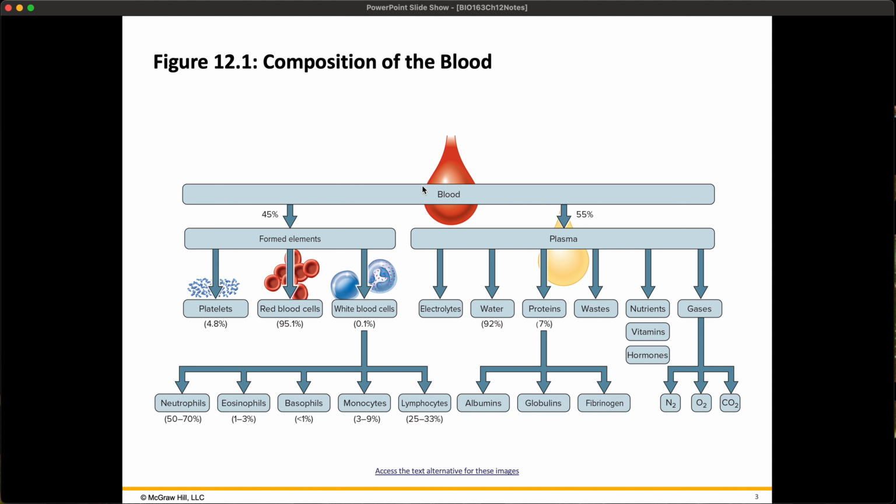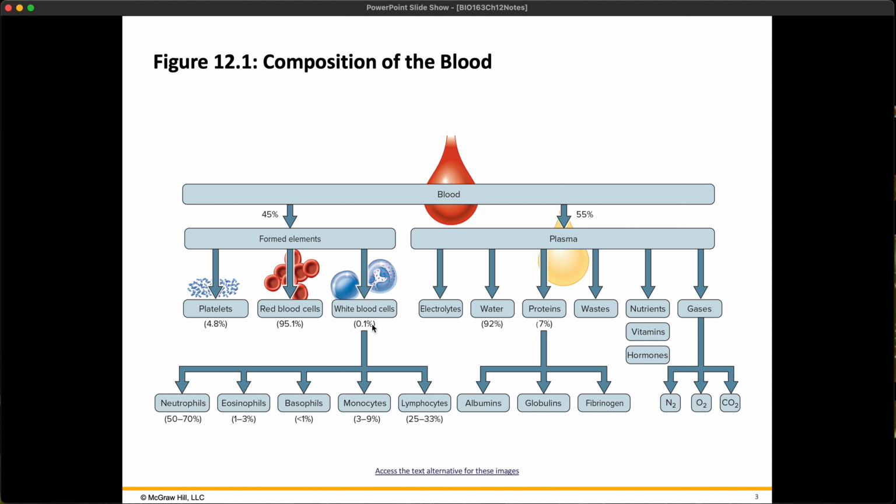So within your blood, you have these formed elements and then your plasma. Plasma makes up about 55% of total blood volume. Formed elements is 45%. And of this 45%, it's red blood cells that make up, as you can see, the vast majority of it. So most of the formed elements, that's why your blood tends to reflect the color of your red blood cells. It's because they are so high percentage representation.